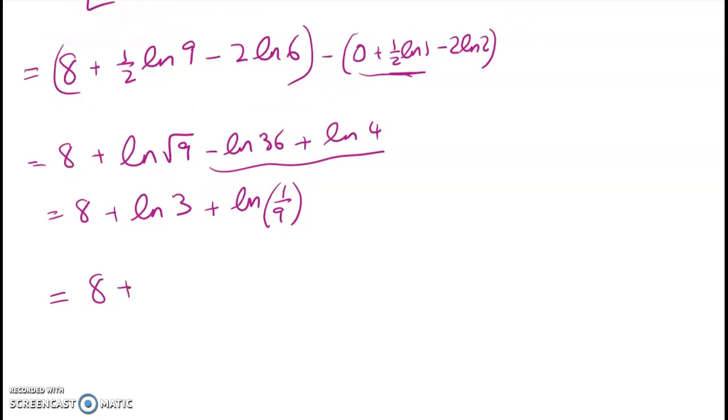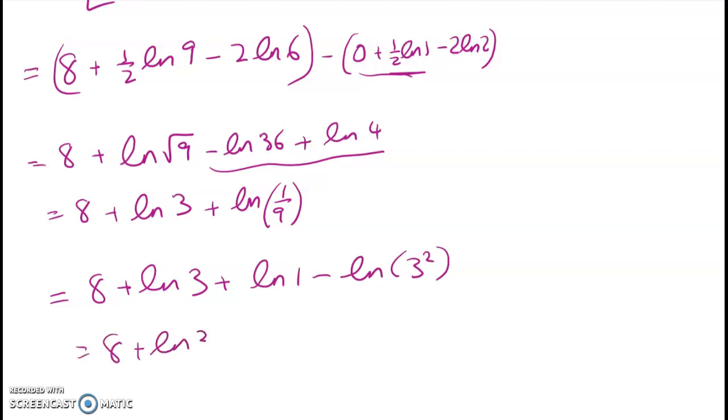It's a show that question, so we do want to make it pretty obvious that we're not just skipping to the bottom line. So that's plus the log of 1 minus the log of 9, which is 3 squared. 8 plus log of 3 minus 2 log of 3. I don't know, you could have skipped one of these steps, but I wouldn't skip too much. There, equals 8 minus log of 3 as required.